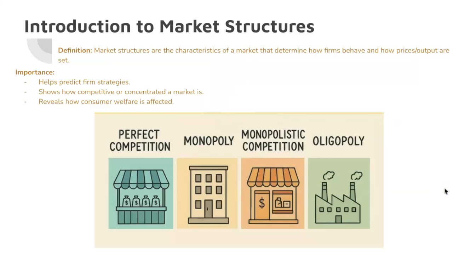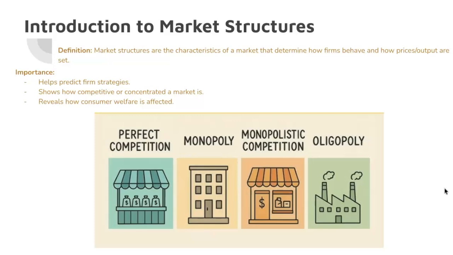Introduction to market structure. Let's start with the fundamentals. Market structures are the organizational and competitive characteristics of a market that determine how firms behave and how price and output are set. Understanding market structure is crucial for three key reasons. First, they help us predict firm strategies, whether companies will compete aggressively on price or focus on differentiation. Second, they reveal how competitive or concentrated the market is, which affects both business opportunities and regulatory concerns.